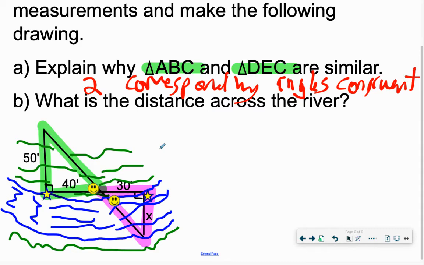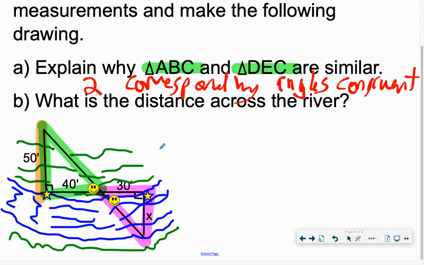Now, just like we did with similar figures, we're going to use a proportion to figure out the distance across the river. So note, again, when we talk about this, it is kind of important how we set things up. So when we're looking at this, I start with one of the shapes that I know. So usually I do this.